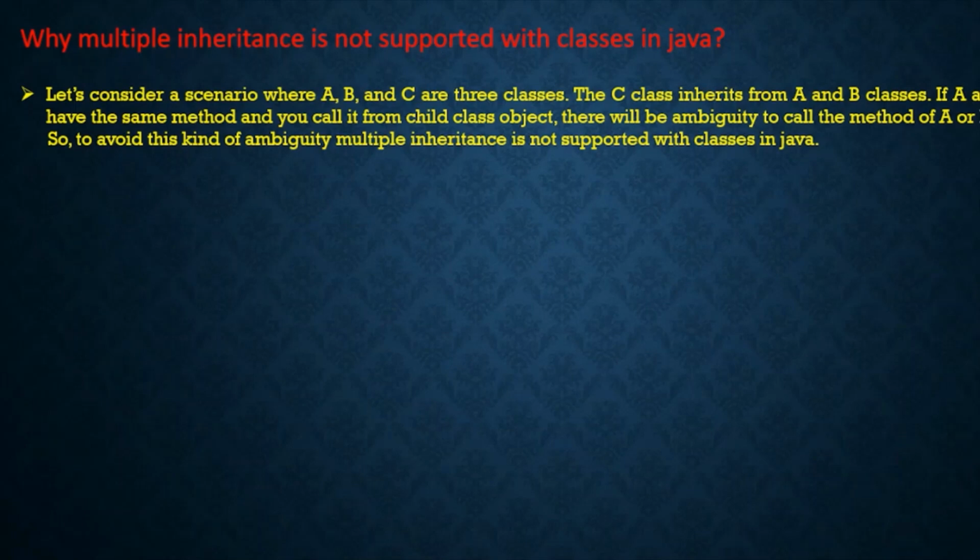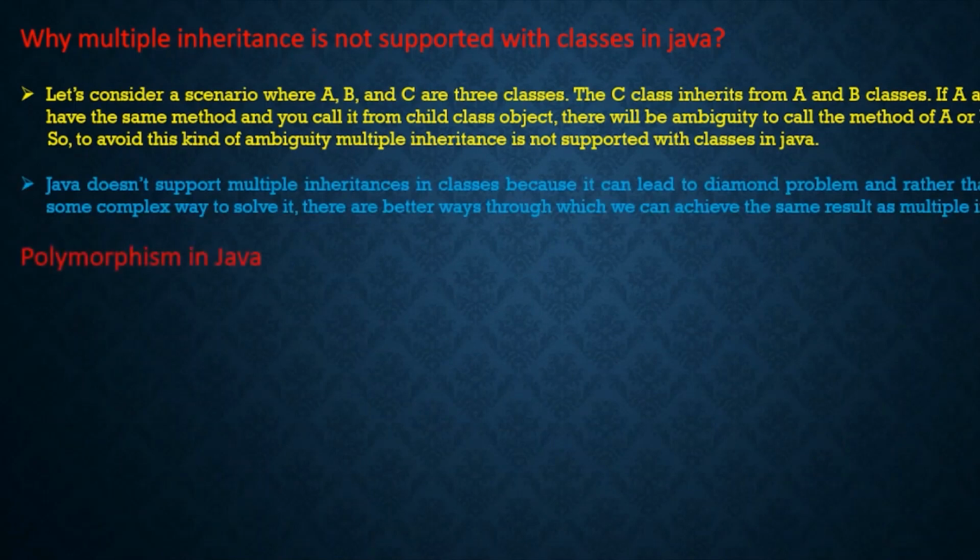I think this concept is clear, right? Let me tell one more time. We have two classes A and B. C is the subclass which extends from A and B. Whenever we call the method, the same method is there in A and B, and the compiler will find it difficult to decide which method to call. It's an ambiguity issue. That is the reason multiple inheritance is not supported in Java. Okay, fine. Let's move on.